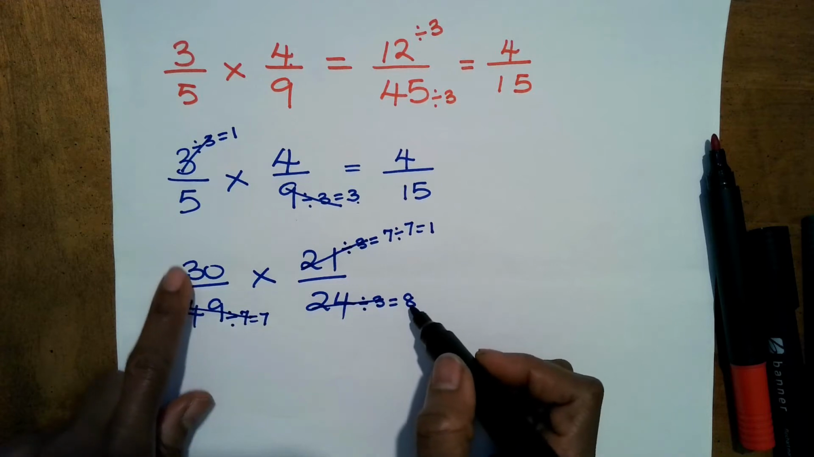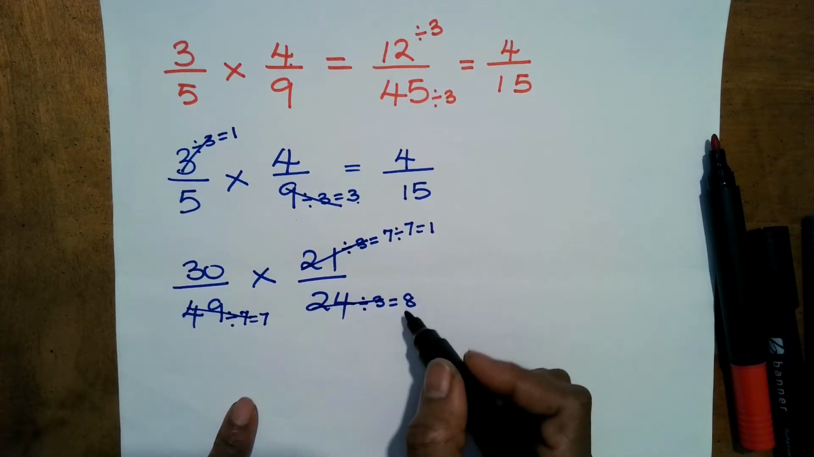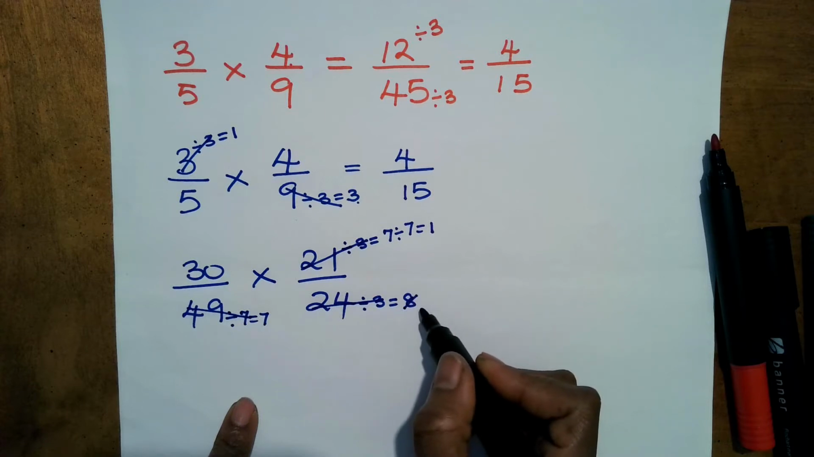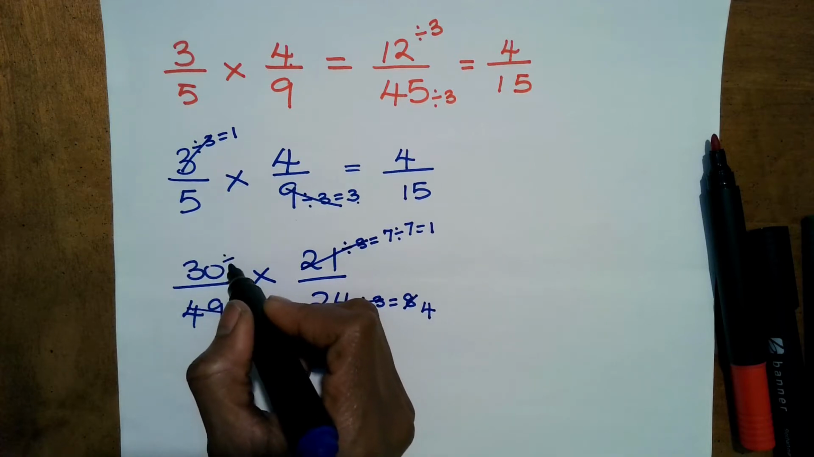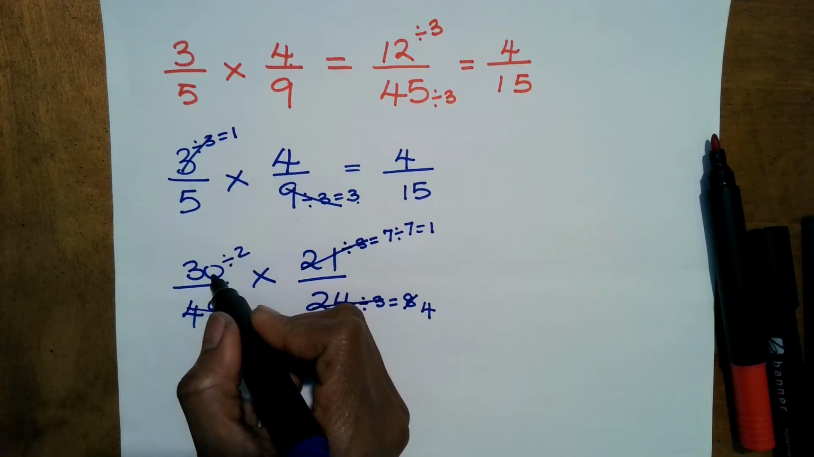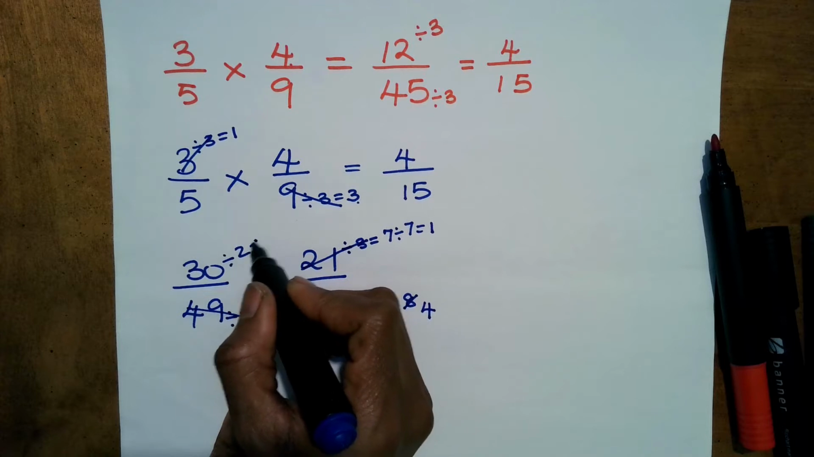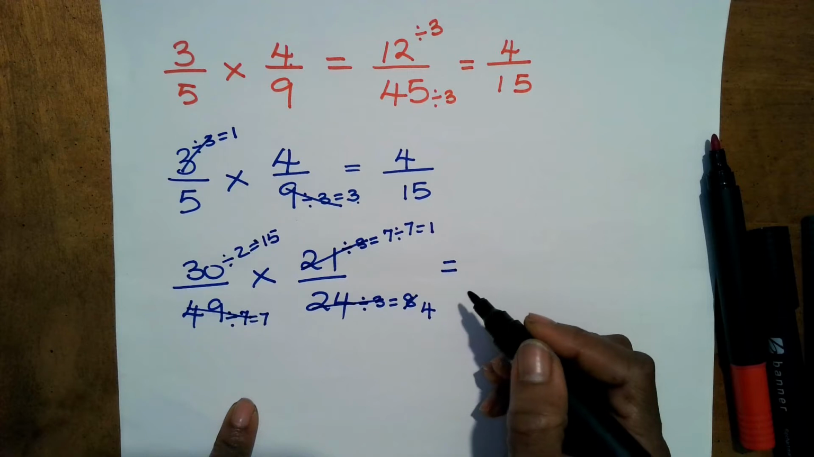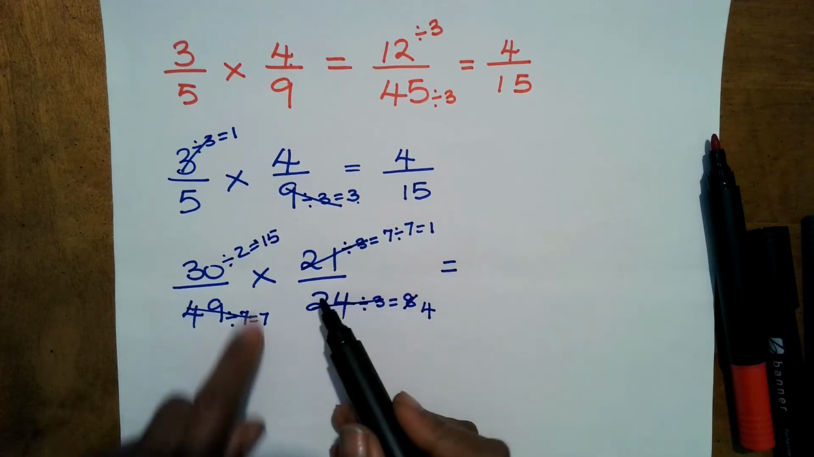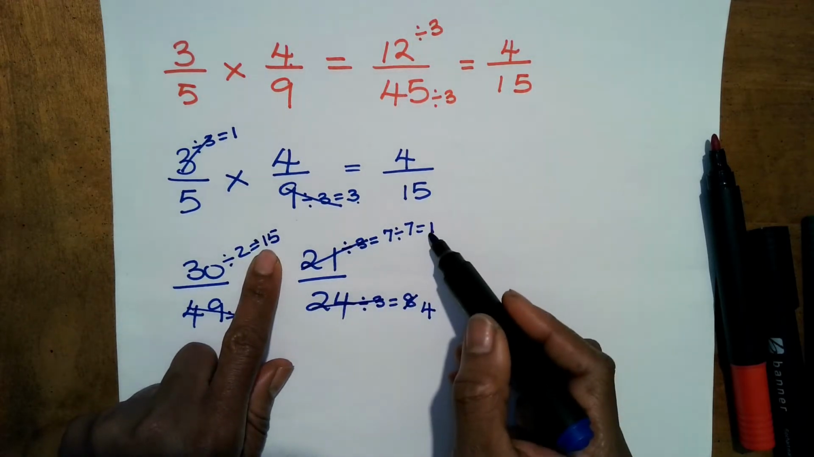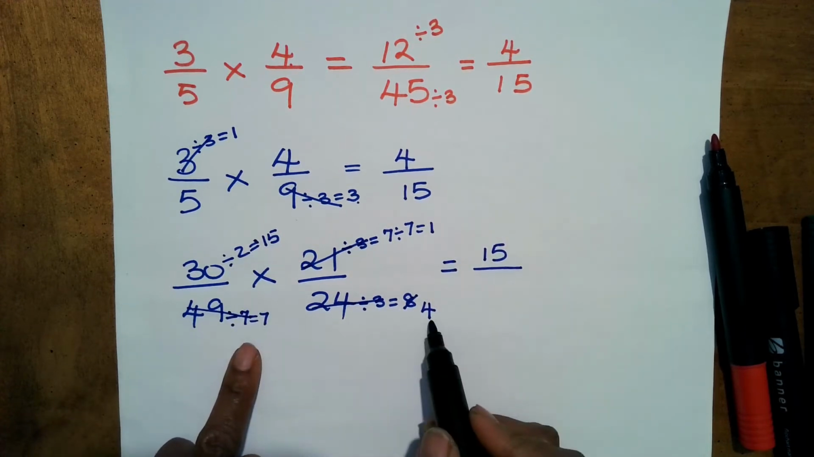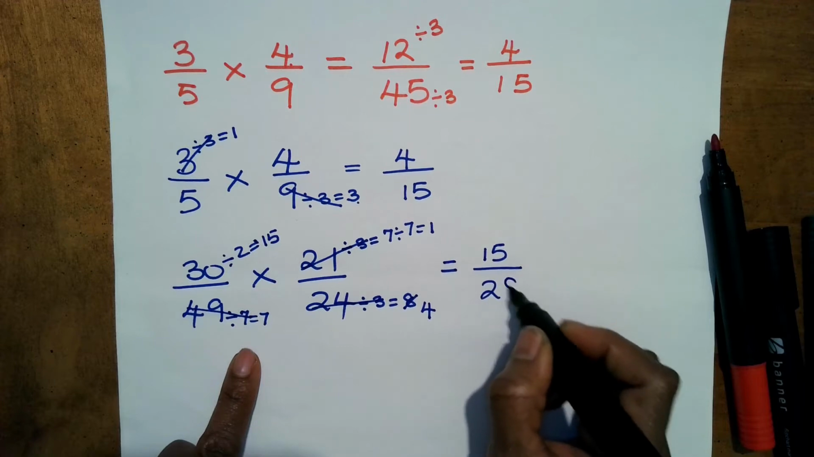So when I look at 8 and 30, 2 can go into this one. 2 can go into 8 to give me 4, and 2 can divide 30 to give us 15. So our answer will be 15 multiplied by 1 will give me 15. And then 7 multiplied by 4 will give me 28.